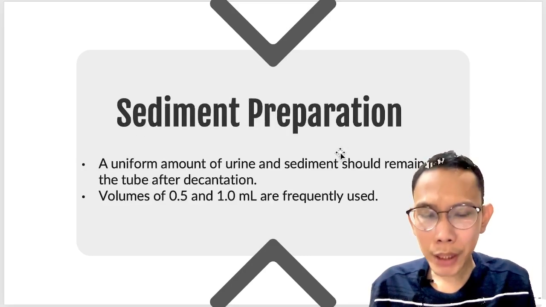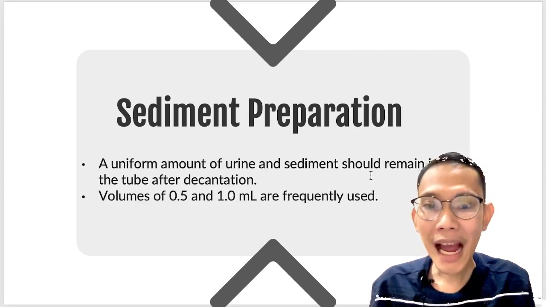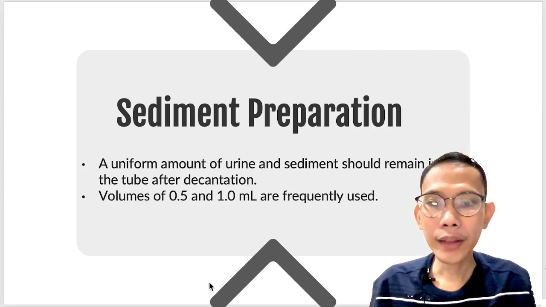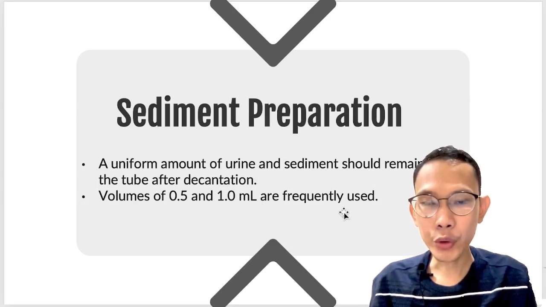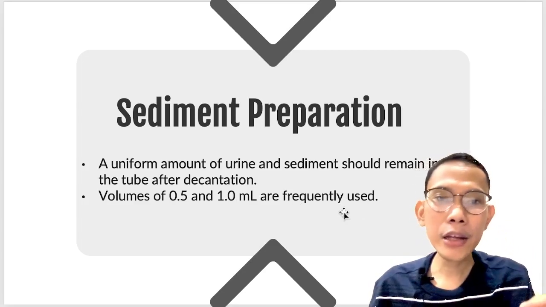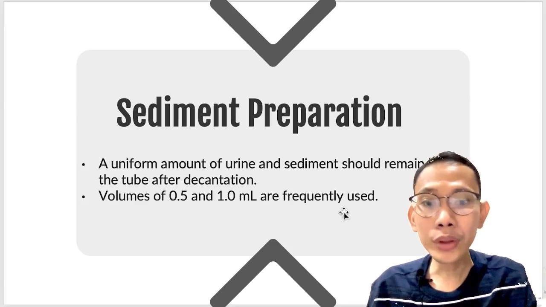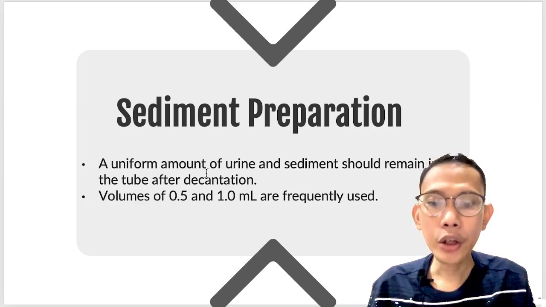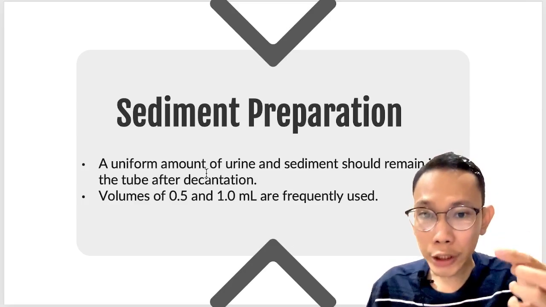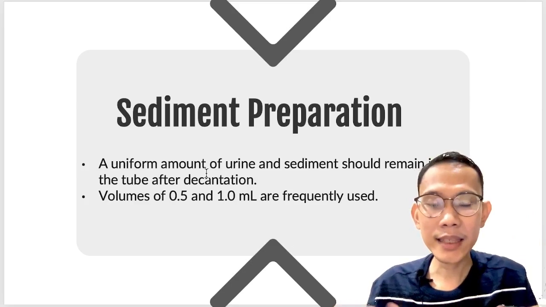For the sediment preparation, a uniform amount of urine and sediment should remain in the tube after decantation. Then volumes of 0.5 or 1 ml are frequently used. So again, you have your test tube, di ba? You already collected around 10 to 12 ml sa ating test tube. Then you have to decant. And after decantation, ang usually na natitira na lang dyan is around 0.5 to 1 ml. Then you flicker it, you mix it, resuspend it again, and yan yung ating ilalagay sa glass tube.